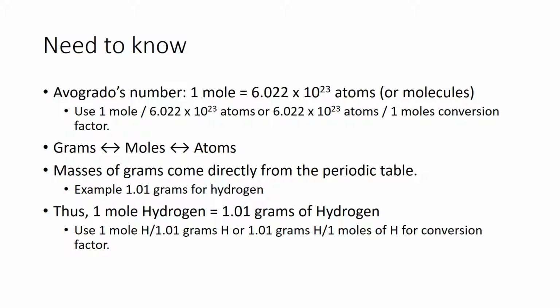The masses we're going to use come right from the periodic table. For example, hydrogen on the periodic table just says 1.01 under the symbol for hydrogen. That means it has 1.01 grams for hydrogen. And for every 1 mole of hydrogen, it's 1.01 grams of hydrogen. It's a molar amount.